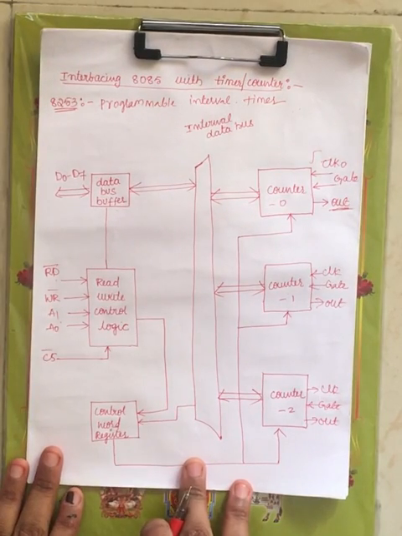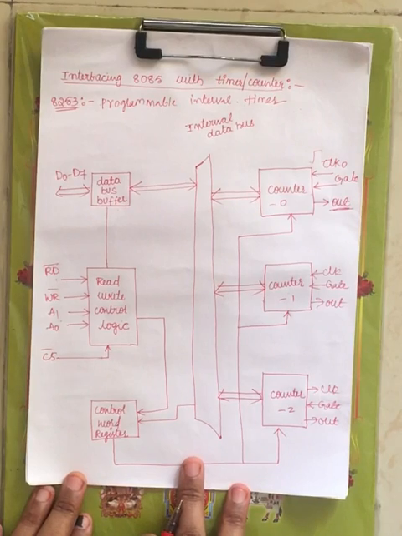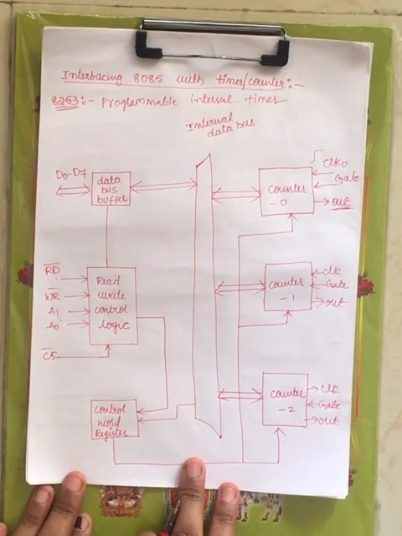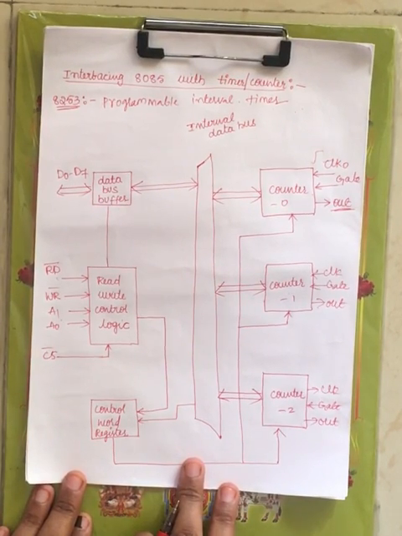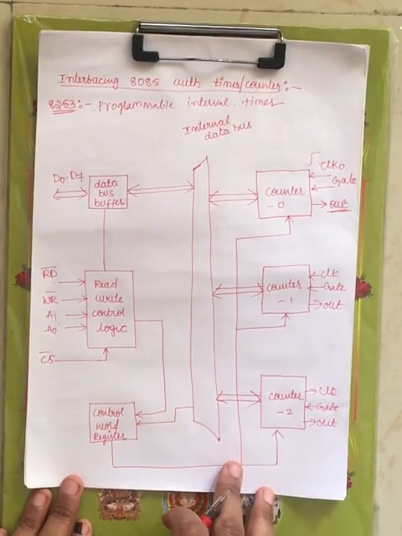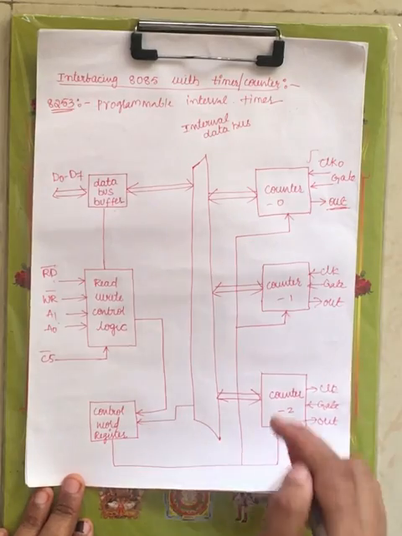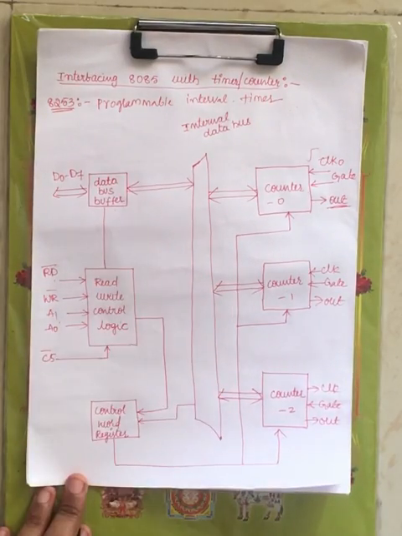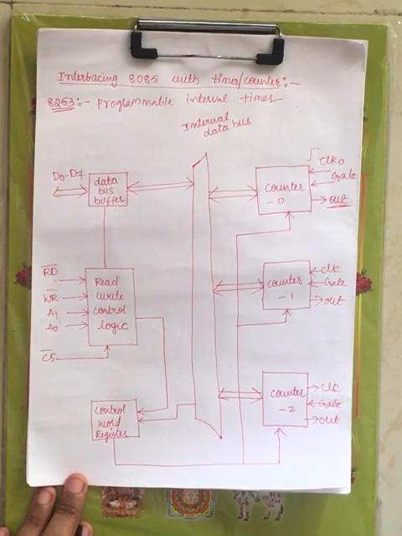Now this is the architecture of the programmable interval timer. This programmable interval timer you have to interface with 8085, nothing but a basic microprocessor. Now let me briefly explain its architecture. It contains an 8-bit data bus. The 8253, which is nothing but a programmable interval timer, will do 2 operations.